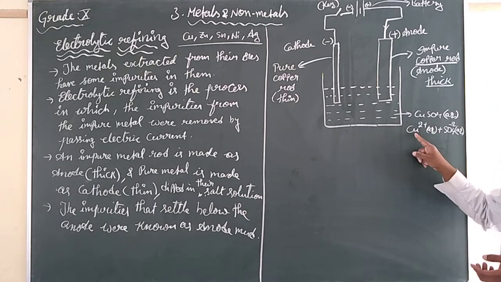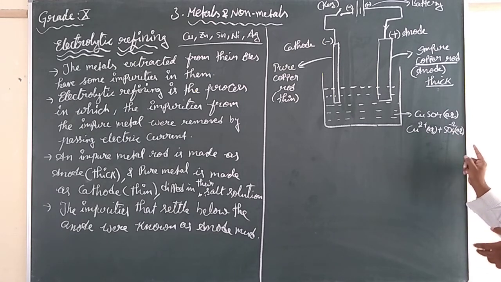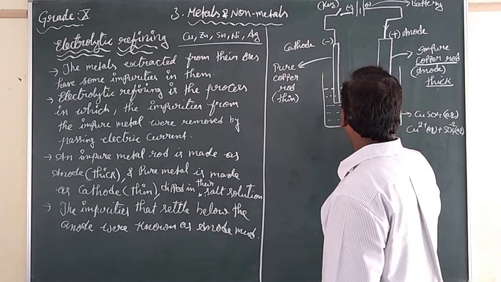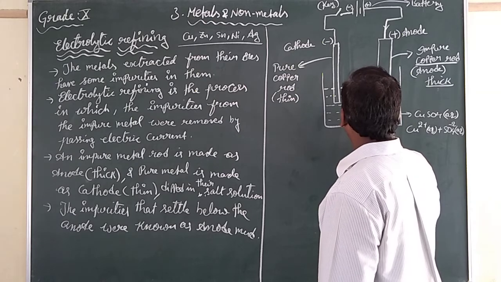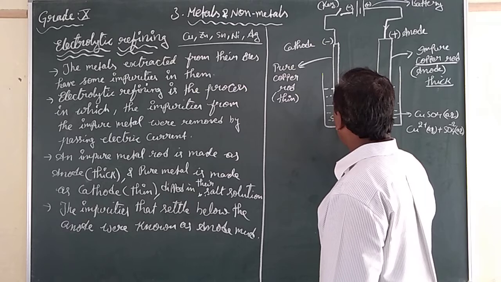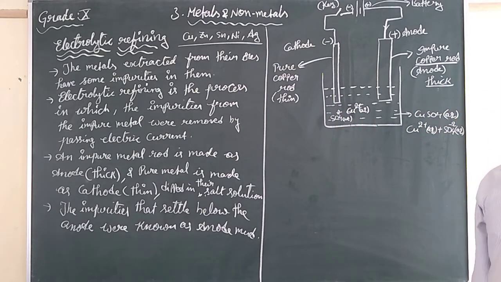How is it going to dissociate into ions? Cu2+ ions and SO4 2- ions. Aqueous means they are combined with water. See here, what are the ions present? Cu2+ ions and SO4 2- ions are present. Where are they present? They are present in the water, derived from the electrolyte.